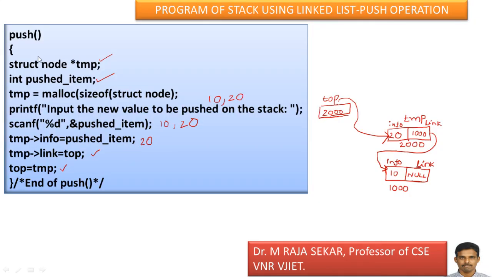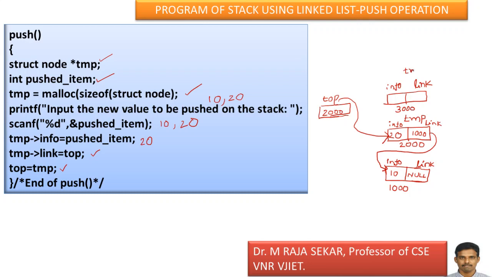Push means I must go to the definition of this function. As usual, struct node star TMP. TMP means it's a pointer variable. Int pushed and score item. Yes, int pushed and score item. TMP equal to malloc size of struct node means what happens? A node will be created. With how many fields? With 2 fields. What are they? First field is info field. Second field is link field. Let me assume this node address is 3000.